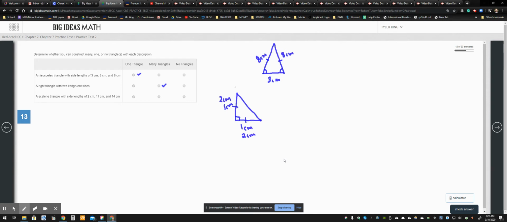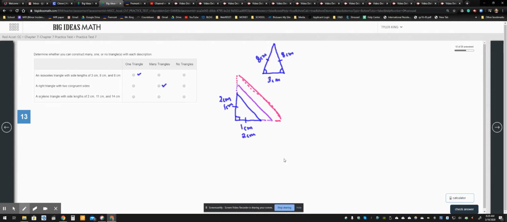That gives us infinitely many triangles that we can create as we just extend these sides out farther by the same amount. And we end up with lots and lots of triangles that follow this same exact formula, right? We have this whole many triangles can be right triangles with two congruent sides.